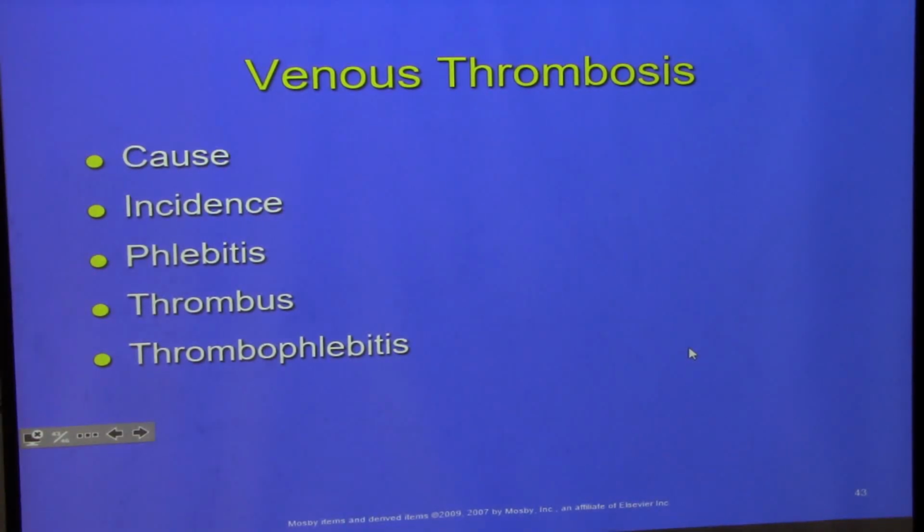Phlebitis is an inflammation of a vein. Thrombus is the formation of a blood clot. And thrombophlebitis is where somebody's got inflamed blood vessels and blood clots simultaneously.